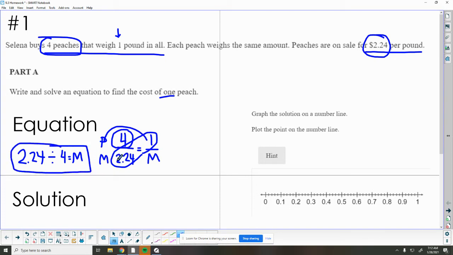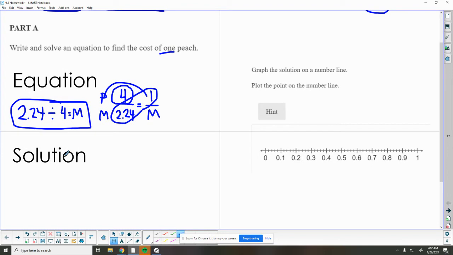We know we do the opposite, so we're going to times, then divide here. Now I can solve this. Another way I could write this same equation is when I have 4 M's, one for each peach, then it is $2.24. So 4 amounts of the same money is $2.24.